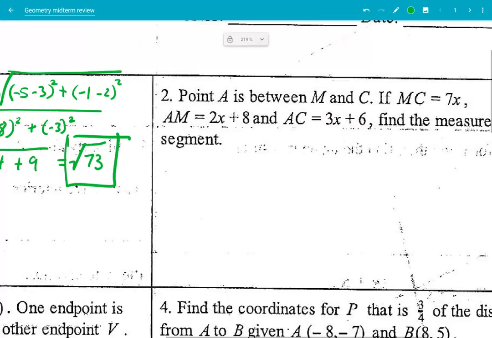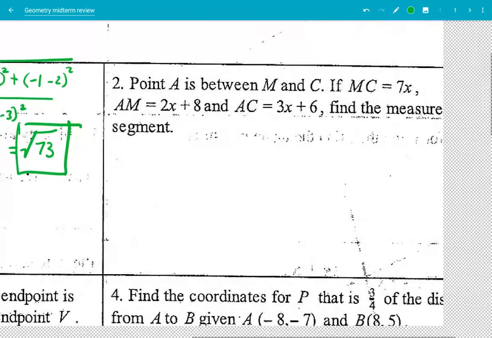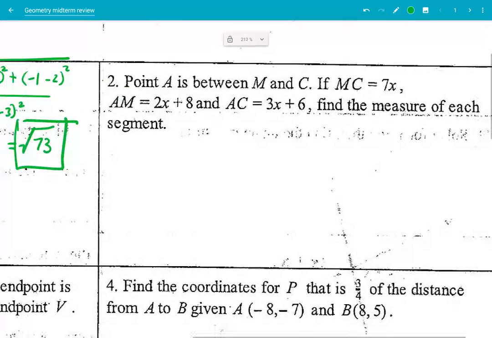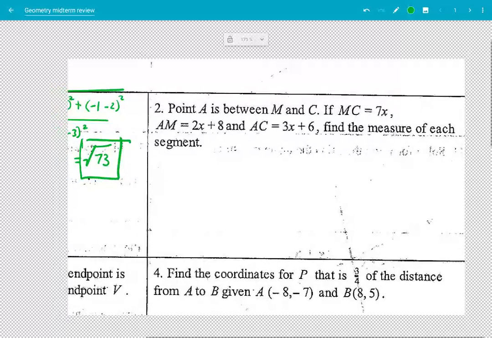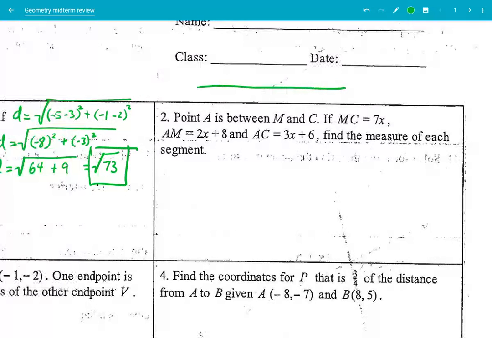All right, let's see. Point A is between M and C. If MC, the distance from M to C, is 7x, the distance from A to M is that, and A to C is that. Find the measure of each segment. Well, let's draw ourselves this merry little segment. Point A is between M and C. Here's M and here's C. It just says it's between. It doesn't say it's a midpoint, so I'm going to put it off here so I don't confuse myself.